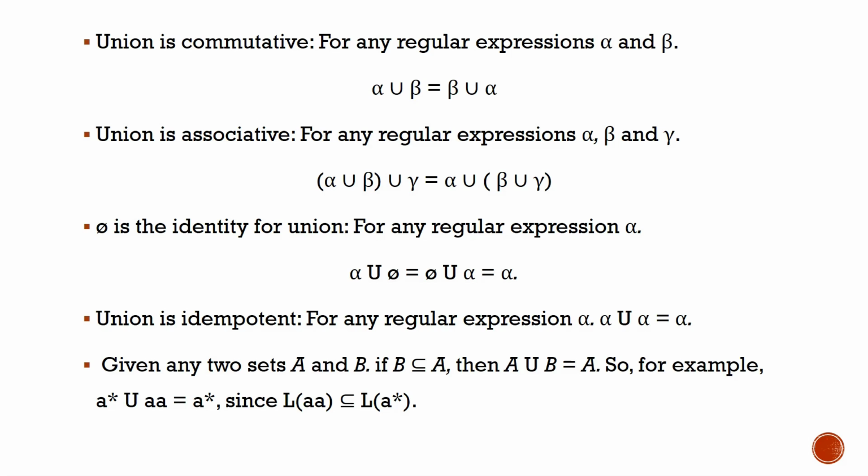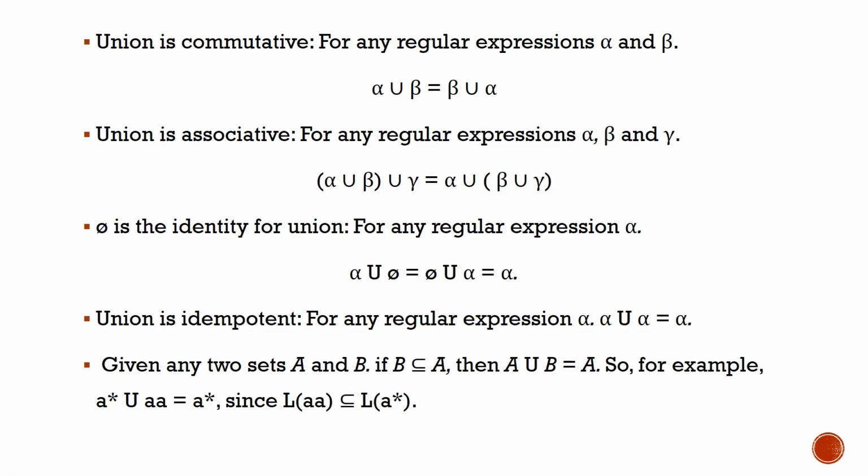Then next, it will be the null. Null is the identity for union, similar to 0 for addition. 2 plus 0 is 2. In the same way, alpha union null or null union alpha is alpha. That is, null is an identity element for the union operation.